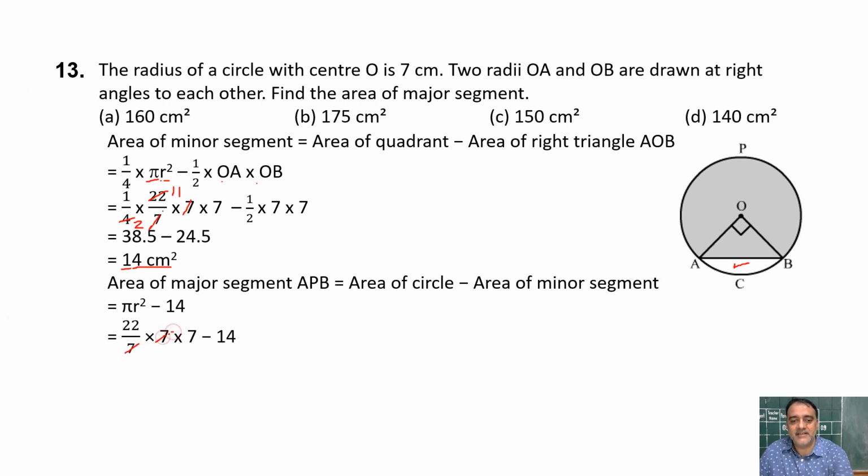7 cancel, that is 22 into 7, 154 minus 14. So final answer is 140 centimeter square. So which option is the correct one? Option D. Option D, right. Okay, so now we are moving toward question number 14.